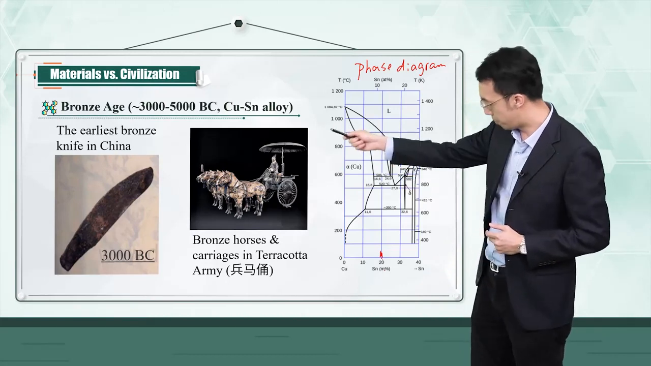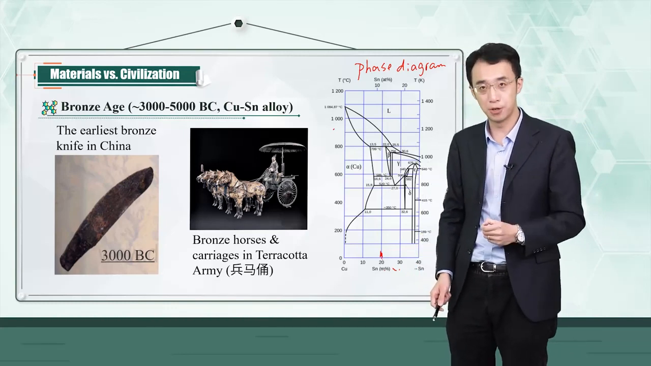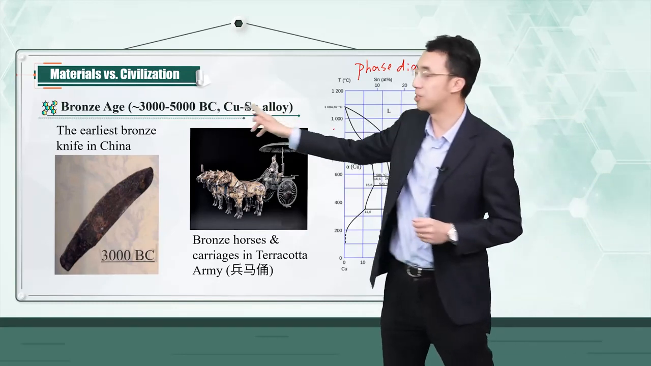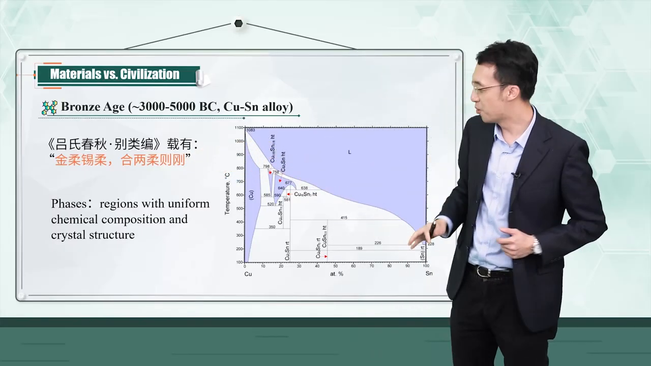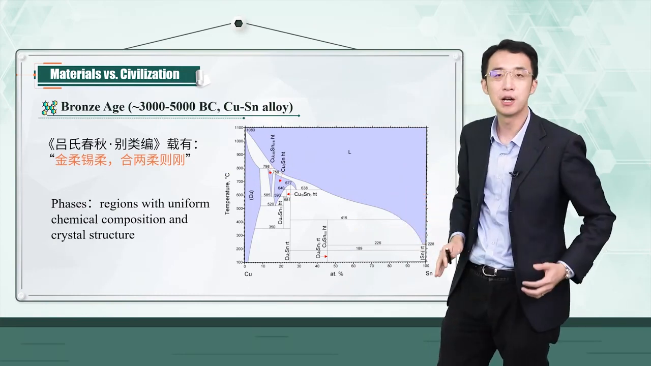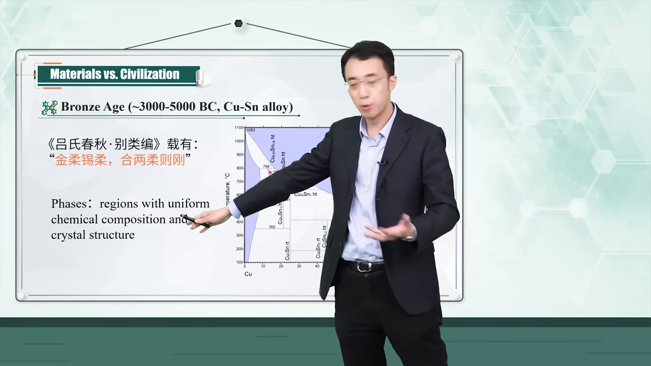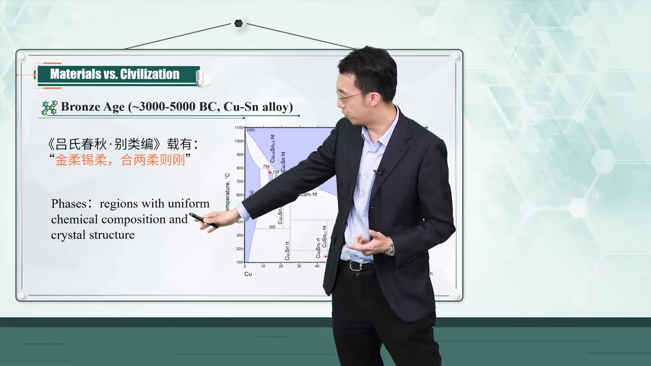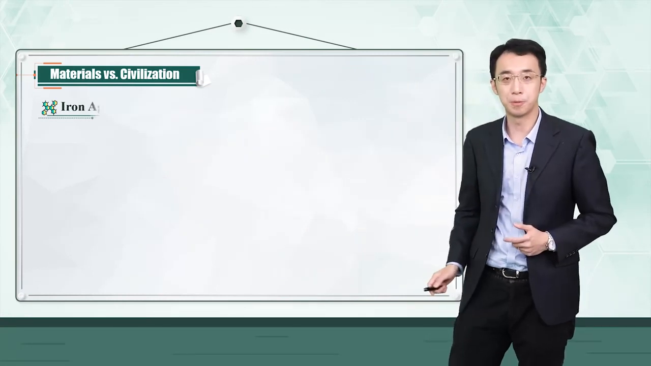So at each temperature and composition combination, you will have a certain crystal structure and certain properties of your copper-tin alloy. And even in very ancient Chinese classics, there are qualitative guidelines on how to make this copper-tin alloy. For example, what is shown here actually corresponds to this complex copper-tin temperature-composition phase diagram. And just for your information, which we will explain in more detail in the future, a phase means a region with a uniform chemical composition and crystal structure.